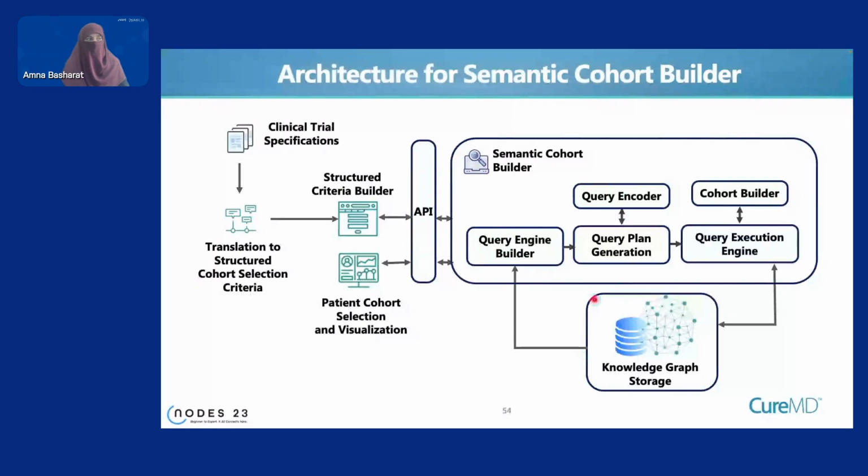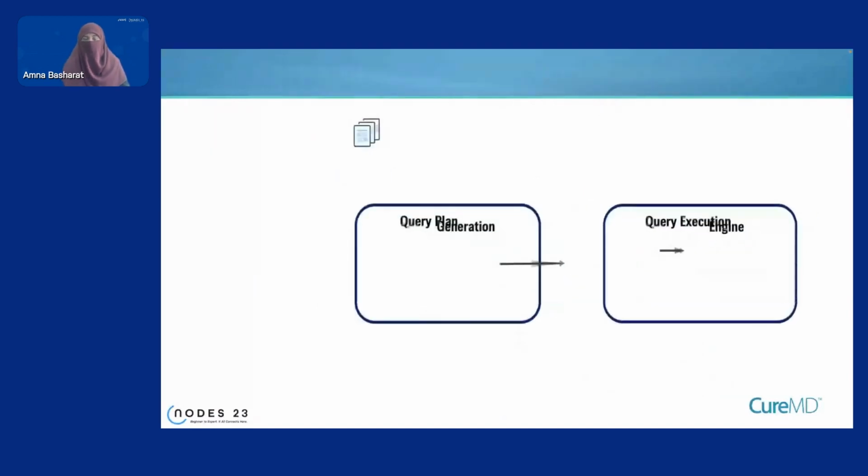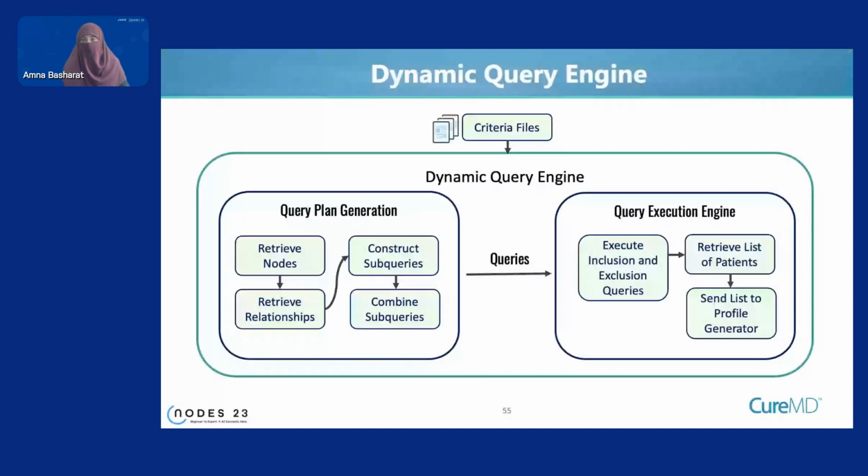And also the input to this cohort builder is mapped to the evolved knowledge graph schema as well. The query engine that we have developed is meant to be completely dynamic, where based on the schema information available in the graph, the query plan is generated using the nodes and relationships, subqueries are constructed, and then eventually the query execution engine executes the queries.